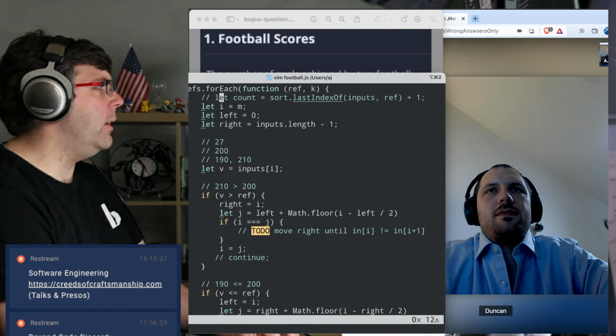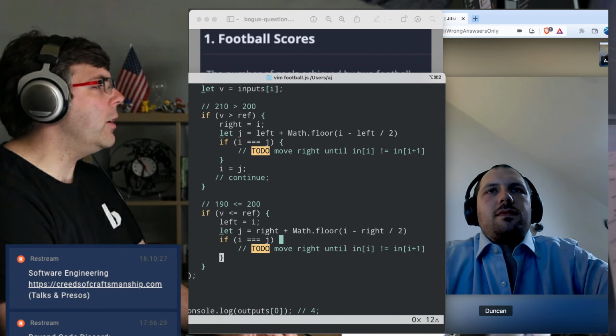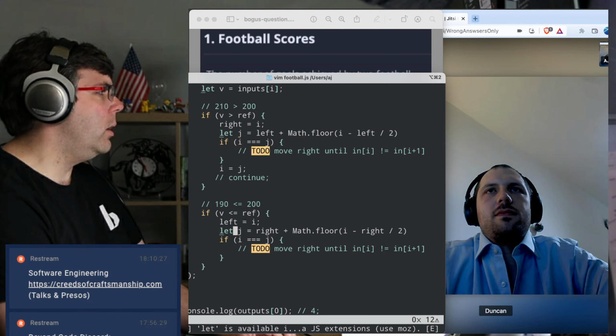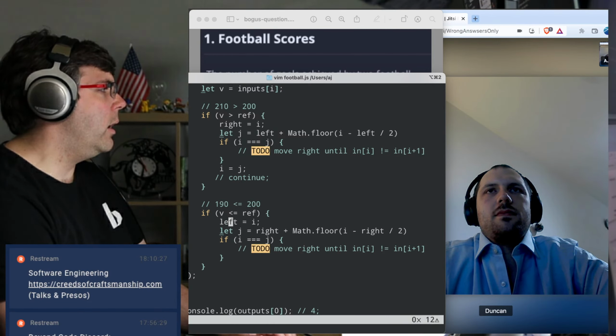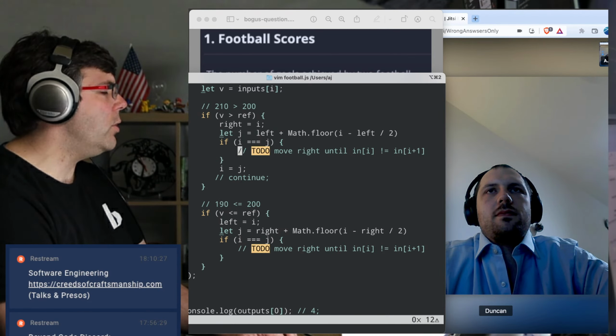But that's why I would say it's this last index of, because we're trying to find the rightmost value that matches this condition. So anyway, v is less than or equal to, we're moving our left boundary. Yeah, I think we're doing this right. So I think that we actually don't need that.